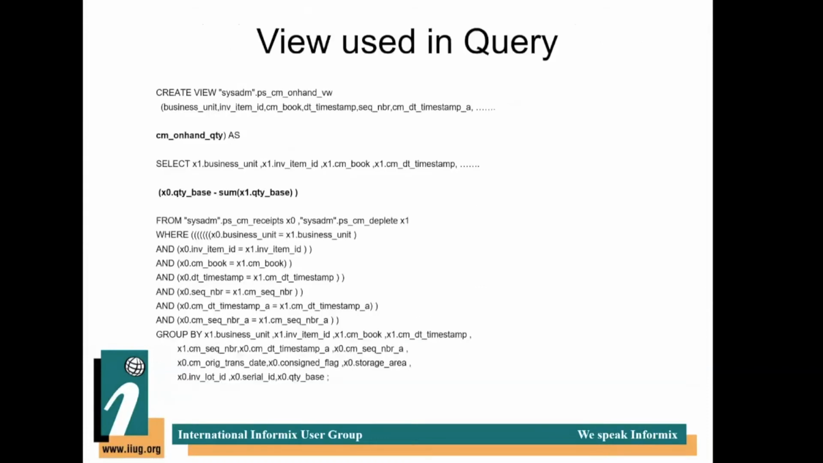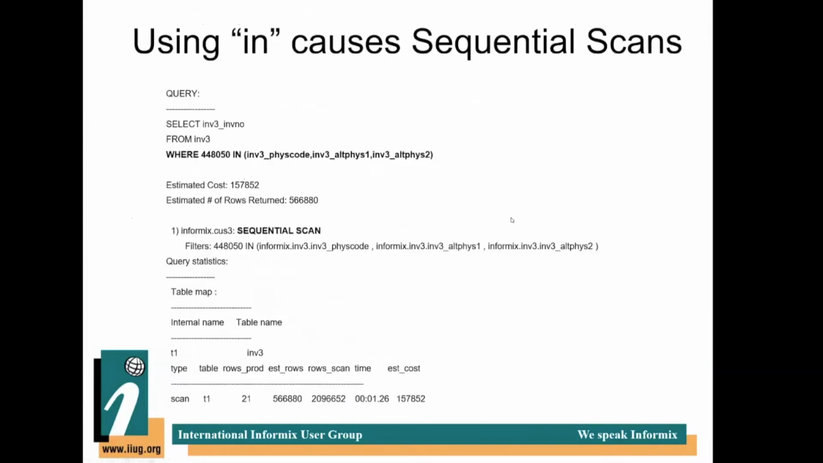The first one I commented out was the AND on quantity on hand is greater than 0. When I commented that out, boom, it started using the index. It's like, wow, why would that happen with quantity on hand? So we looked at it closer, looked at the view. It was actually doing a calculation for that value, the quantity on hand, which was causing the sequential scan.